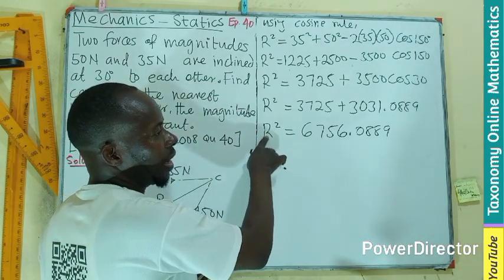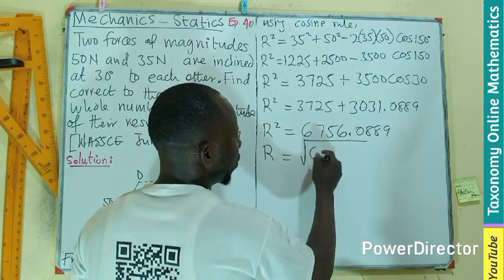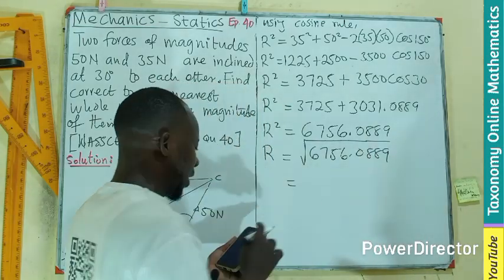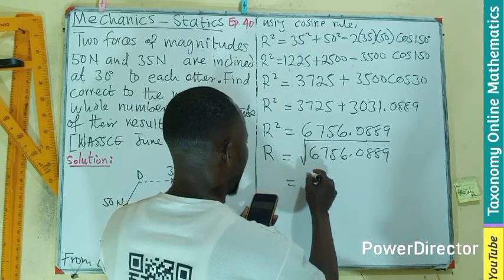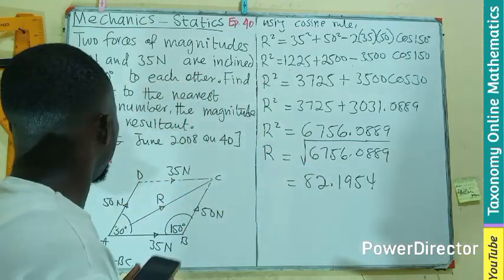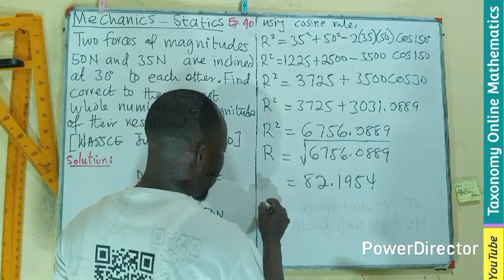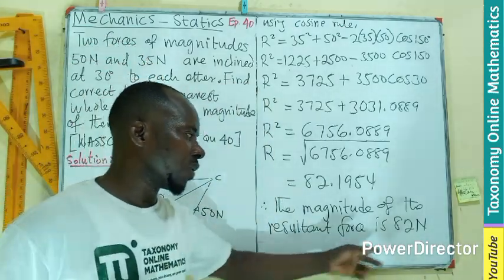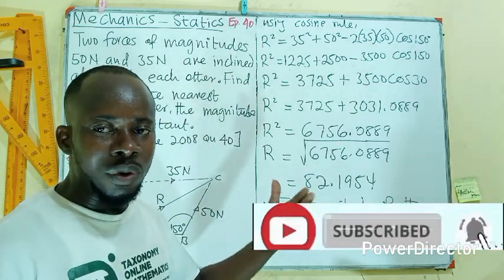So R equals the root of 6756.0889. Let's put that in our calculator and see. This will give you 82.1954. But we are asked to leave our answer to the nearest whole number. So therefore, we can conclude that the magnitude of the resultant force is going to be 82 Newton. That is just by leaving our answer to the nearest whole number.